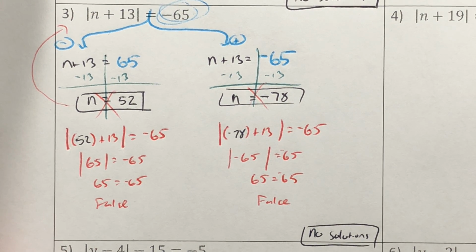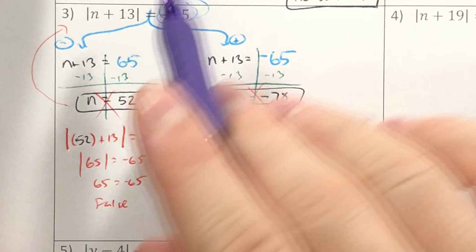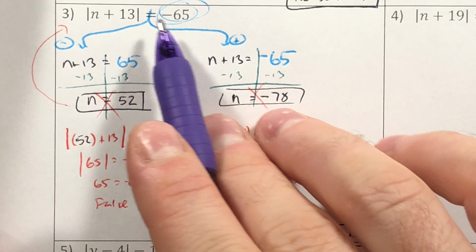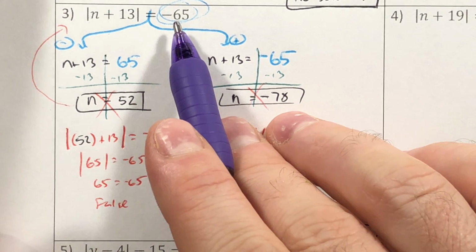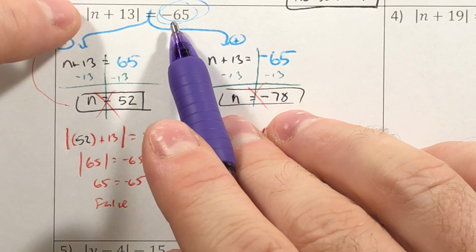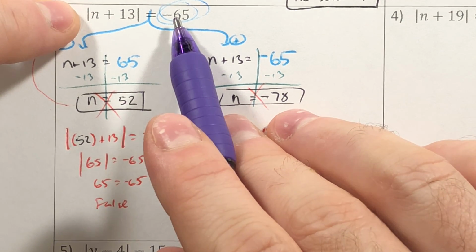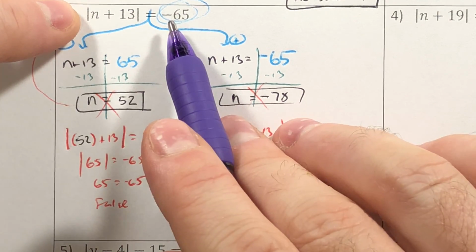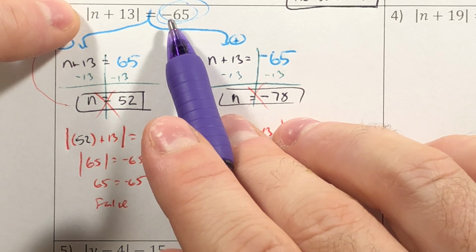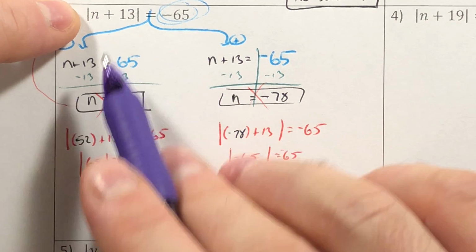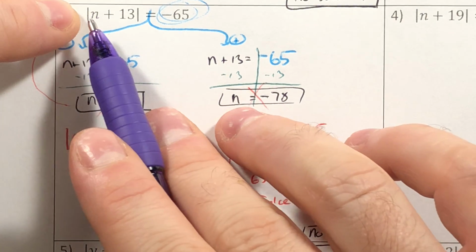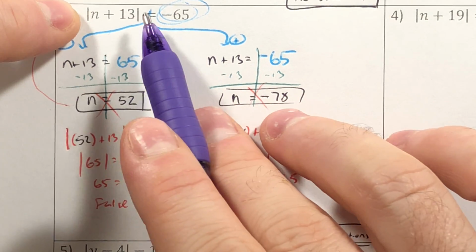Perfect. Okay, so now that we got a good idea of what's going on there, what could we have done in the beginning to skip all of this and just said, there's not going to be any solutions? Well, what you could have noticed is that our absolute value bracket is set equal to a negative number. And ask yourself the question, when I take the absolute value of any given input, does it produce a negative output? And the answer is no.